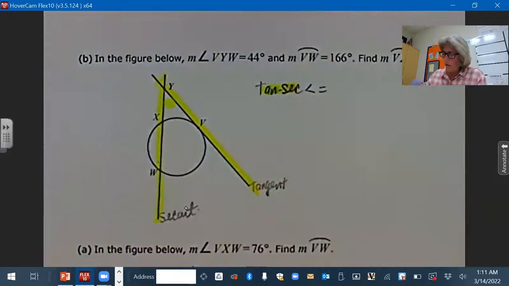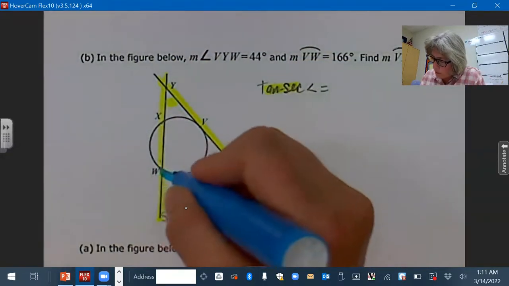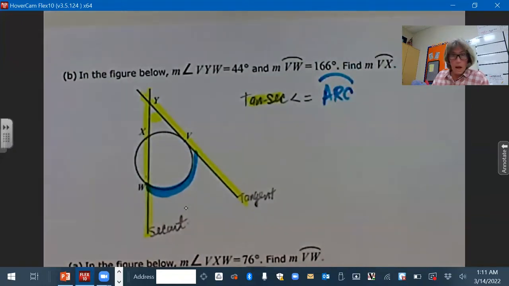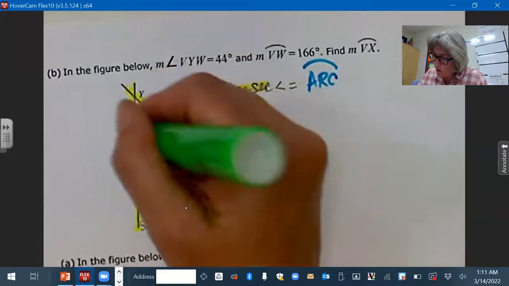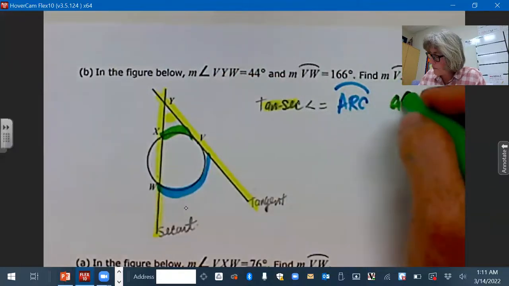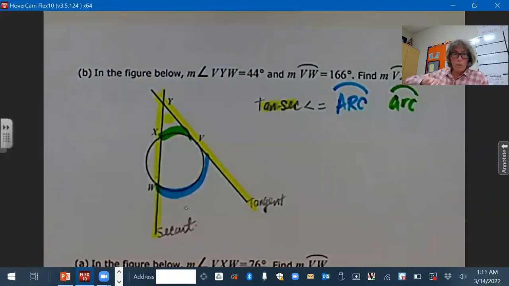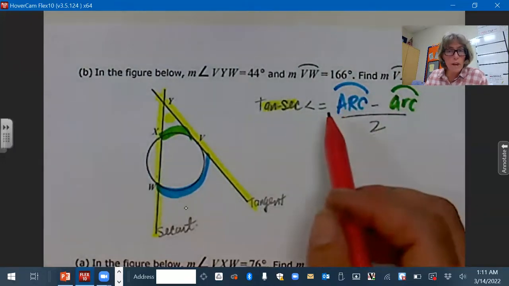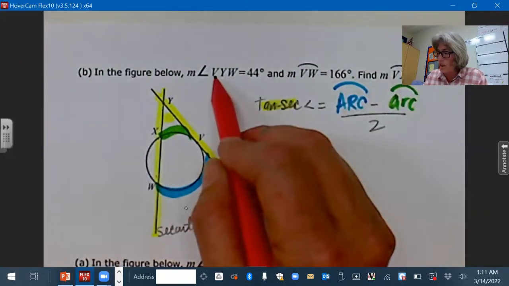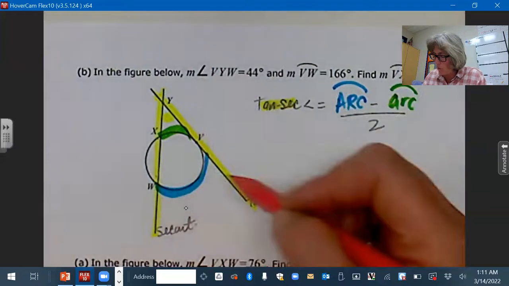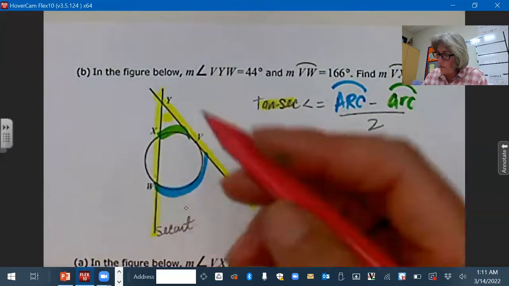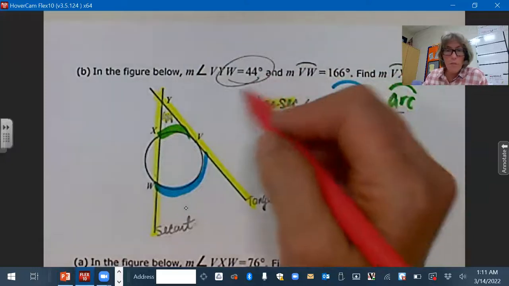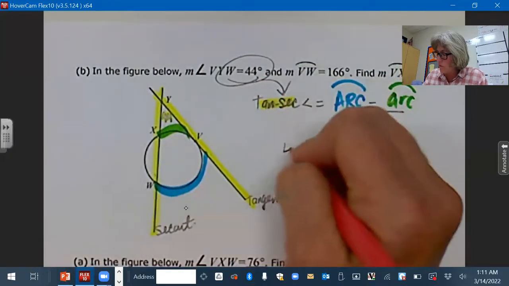Tan secant angle, this angle back here is going to equal the big arc minus the little arc over 2. Big arc minus little arc over 2. Let's see what we have here. We are told VYW, the angle, VYW, the angle is 44. That means the angle right here is 44.